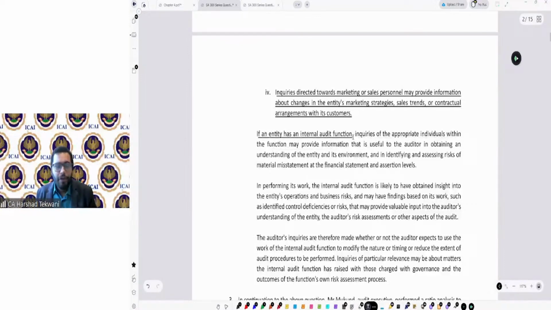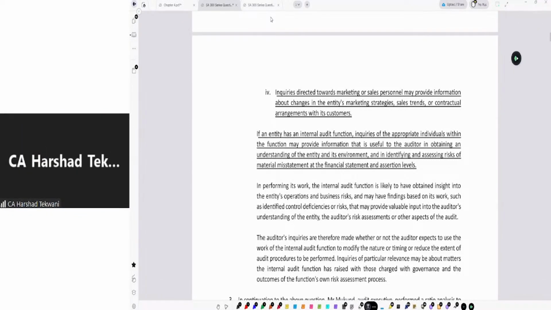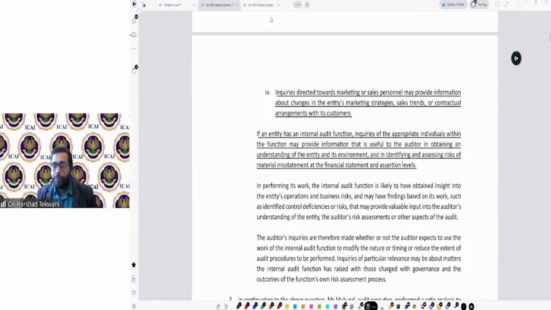If an entity has an internal audit function, inquiries with the appropriate individual within that function may provide information that is used by the auditor in obtaining an understanding of the entity and its environment, and in identifying and assessing risk of material misstatement at the financial statement and the assertion level. So, for example, if you have the internal audit function, then it will definitely help you understand how they have performed their risk assessment, how well they understand the entity, and how they have performed the risk identification process.